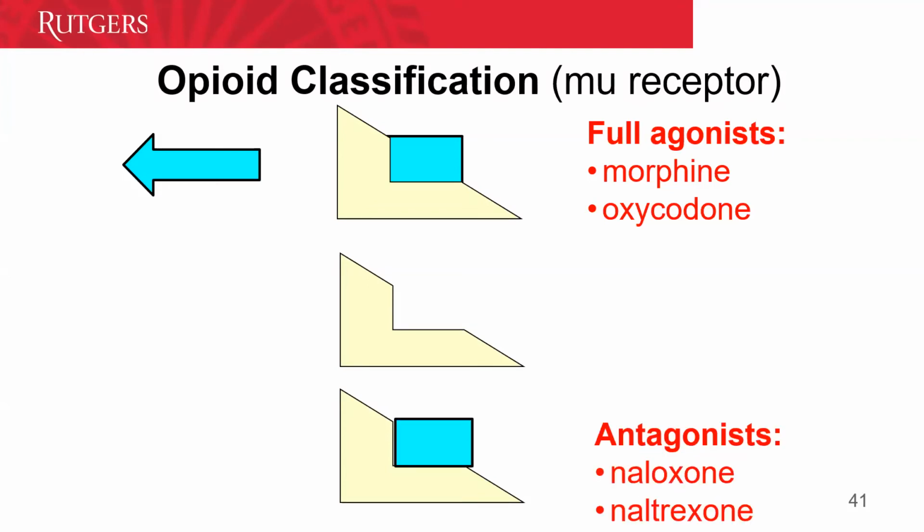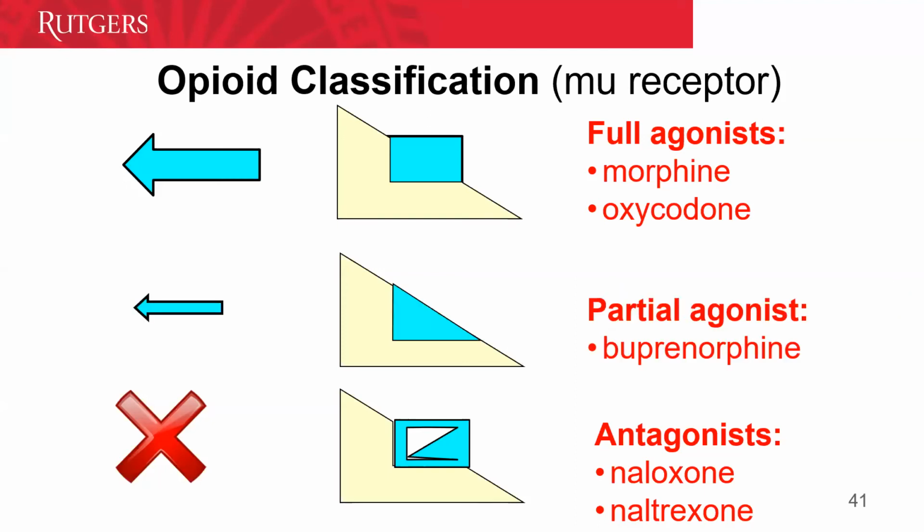There are antagonists, such as naloxone and naltrexone, discussed before, where you have an agonist that's bound, and then your antagonist comes and displaces that agonist, and therefore it will lead to no effects. They have a greater affinity for the receptors than agonists, so they can displace them. And this is really how overdose reversal works.